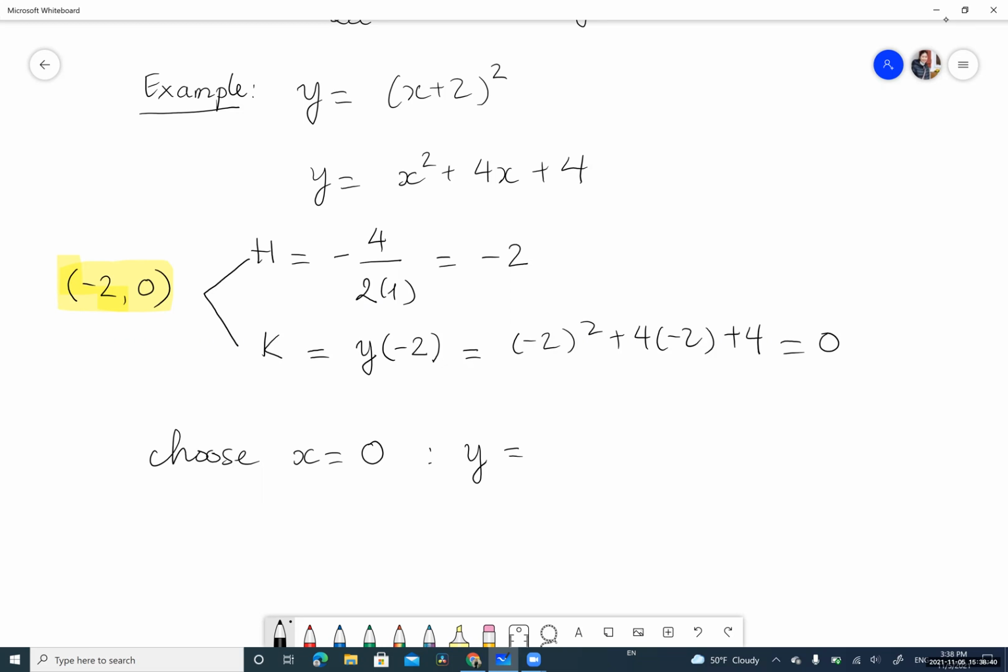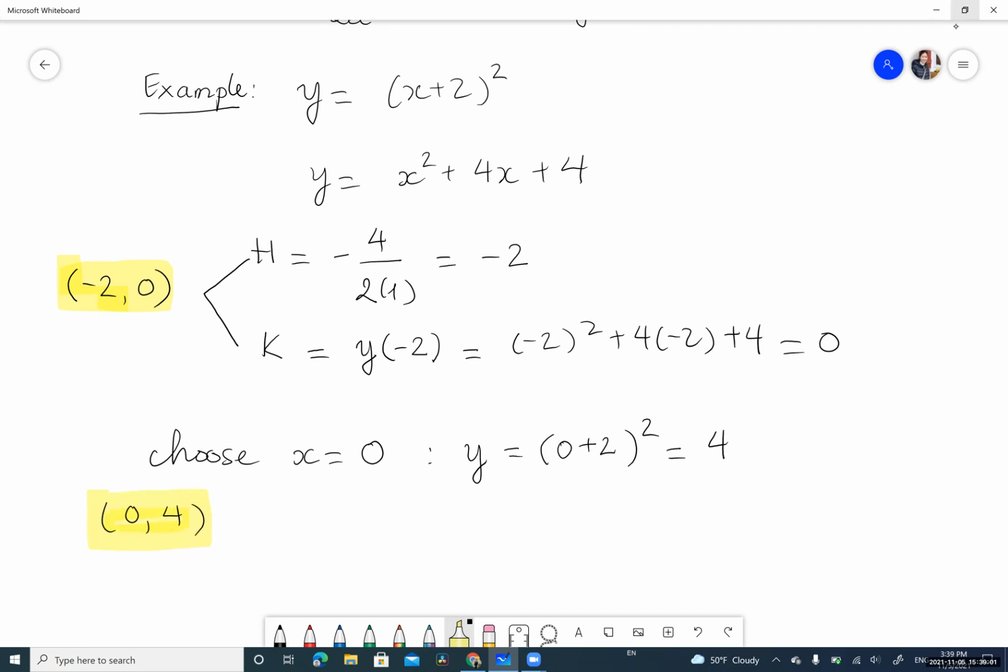You can substitute the x back into this function or this one, okay? They are both the same, so I will choose to substitute back into the original one, and this one is 4. Then the second ordered pair I have is (0, 4). Be careful with the order, x goes first, then y, okay?